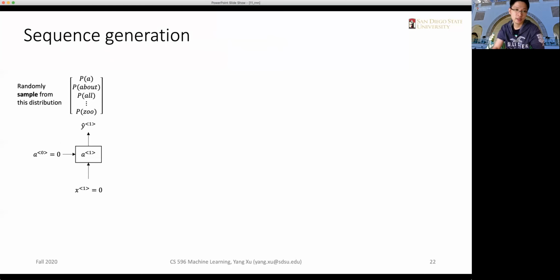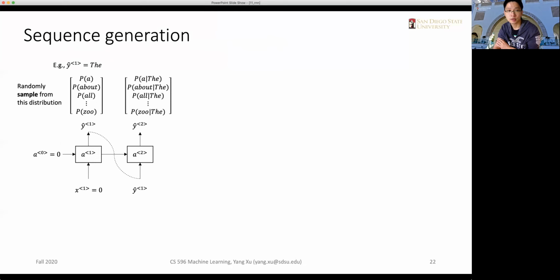For example, if we sample the first word to be "the", then we can input "the" to the second time step and generate a second word. Given "the", we have a second distribution, and we can take the most probable word, for example, "president".